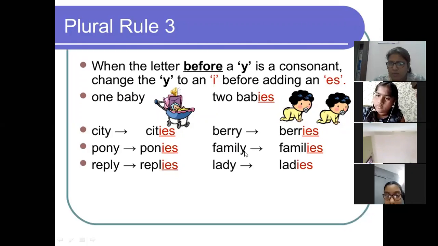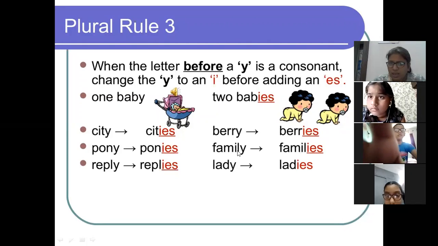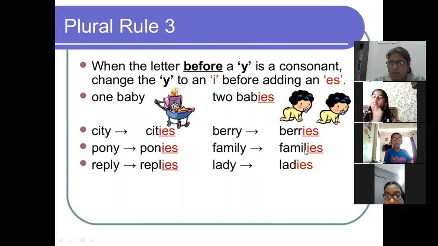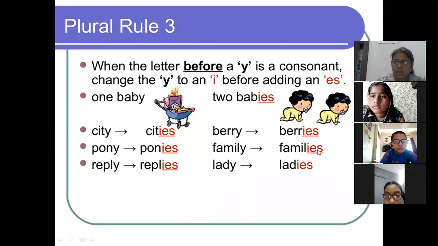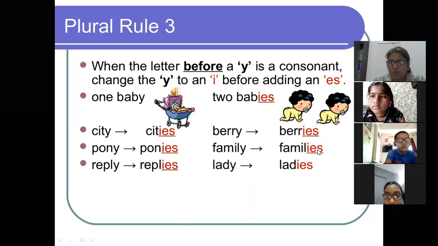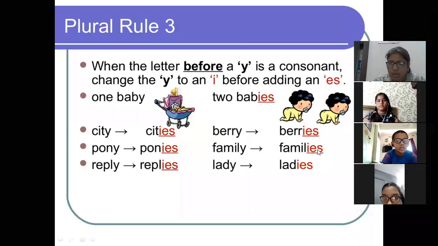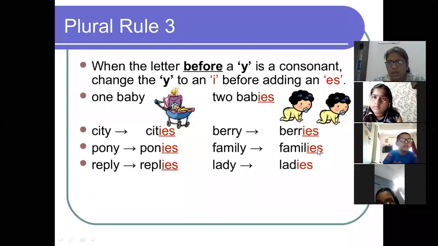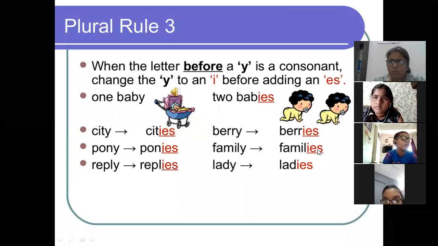Family, Y, before Y it is L, a consonant, and now it is becoming F-A-M-I-L-I-E-S. So this is the third rule, that if there is a consonant before Y, Y is changed into I and then it is added with ES and the word becomes plural.